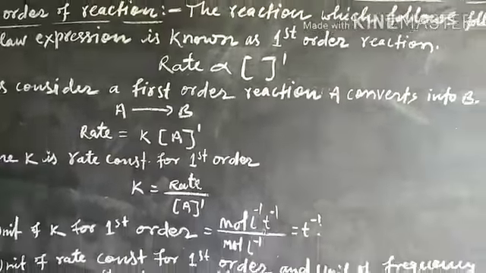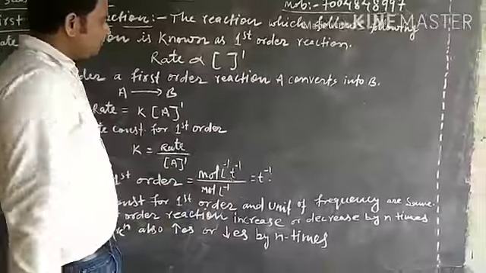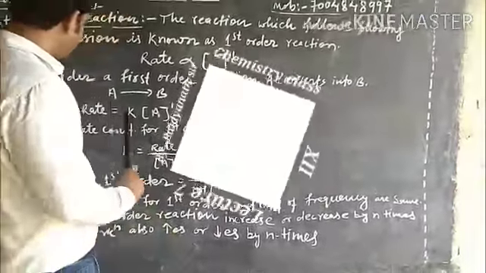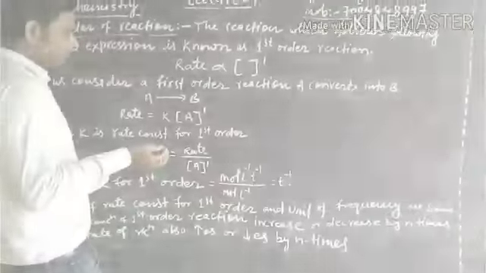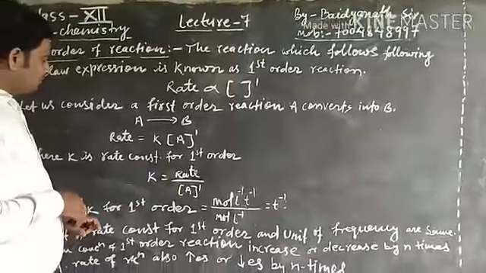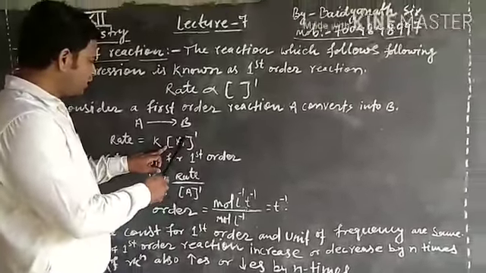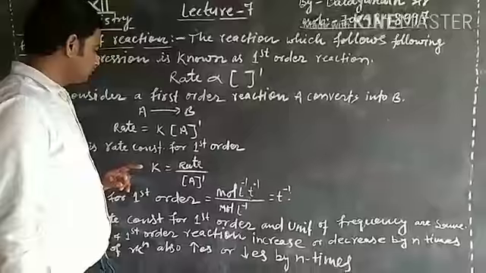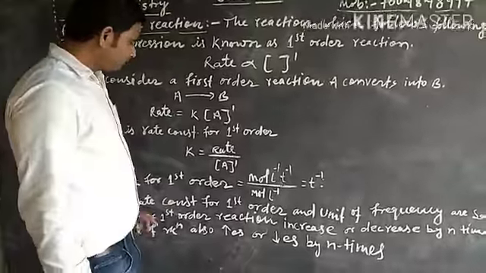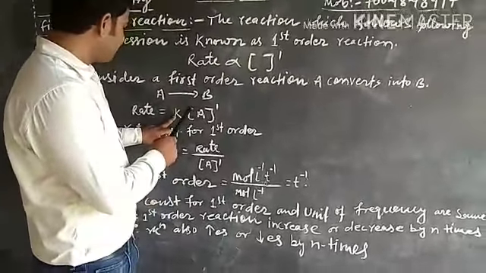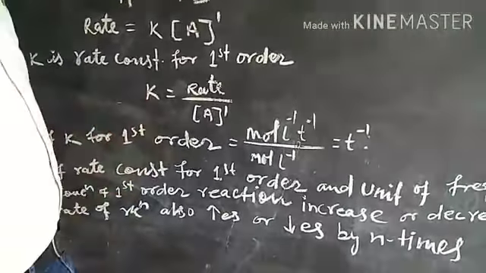Let us consider a first order reaction in which A converts into B. Then a constant term is used, so rate equals k, the rate constant, times the concentration of reactant A. Here k is the rate constant for first order reaction, and k equals rate by concentration of A to the power 1.